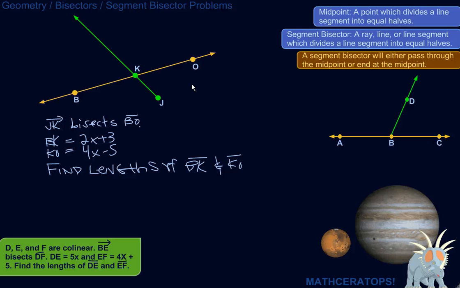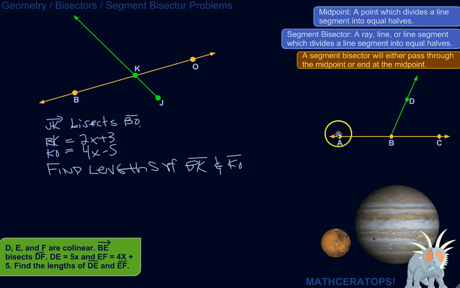Alright, let's use our knowledge of what a midpoint is and what a segment bisector is to actually figure out some unknown values, kind of solve some little puzzles here. And to review, a midpoint is a point which divides a line segment into equal halves.